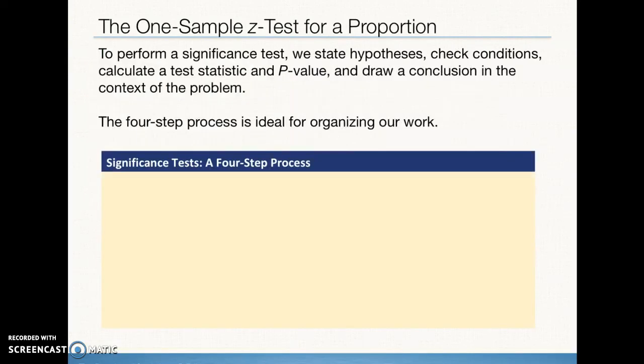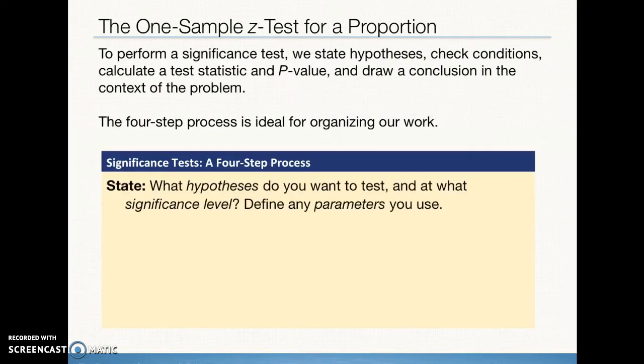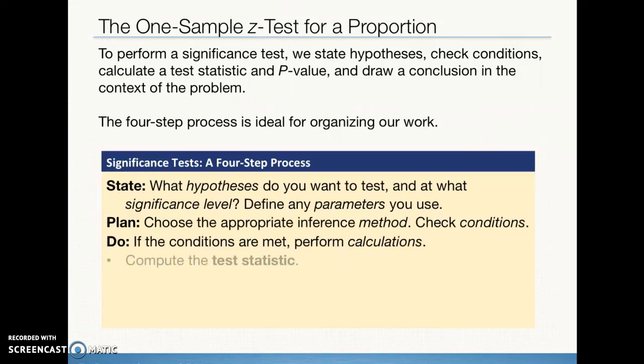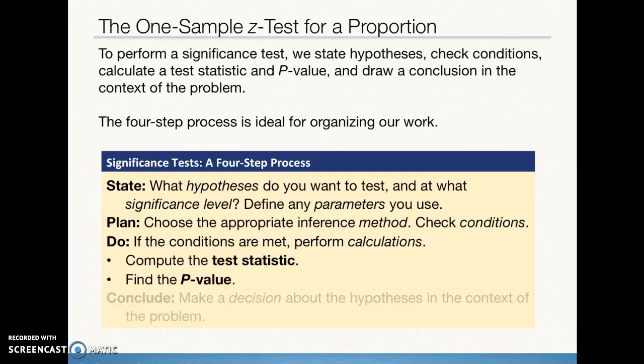In order for us to run our one sample z-tests for proportions, we're going to use our 4-step process. If you look in your notes, I did give you what looks like a template for you to be able to organize your work. In the state, we want to say what we're doing. We wish to test a claim. We want to state our significance level, alpha equals, most of the time it's going to be 0.05, and we need to explain what our parameter of interest is and what our population of interest is. Also, our null hypothesis and alternative hypothesis. All of that is included in state.